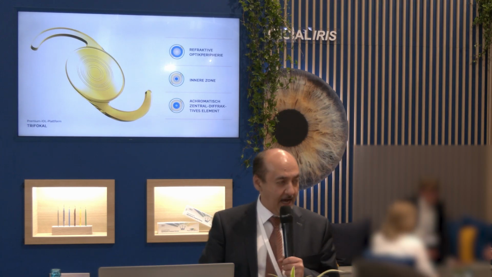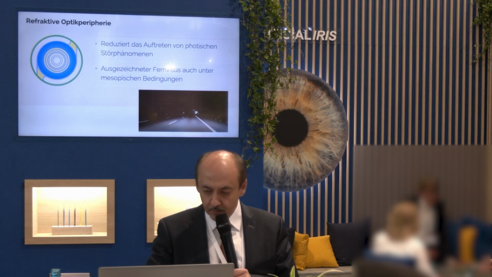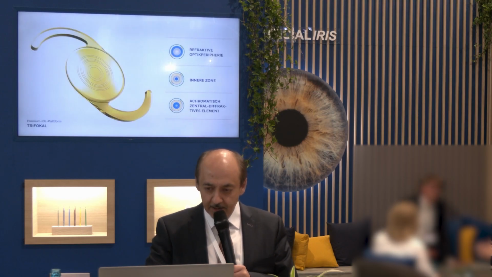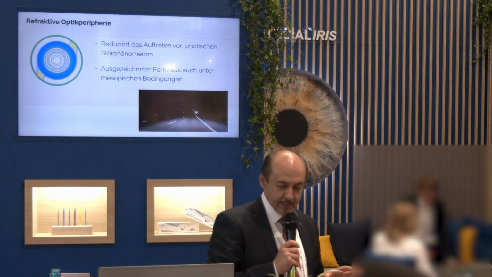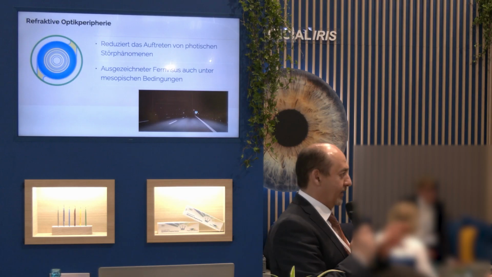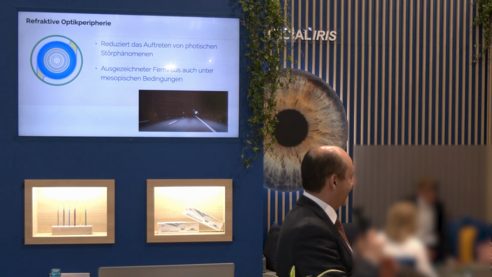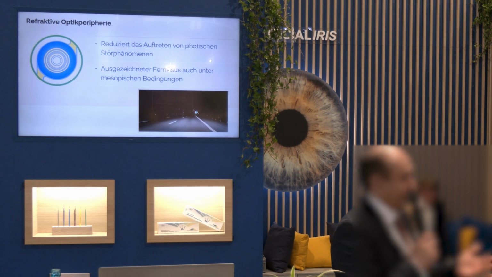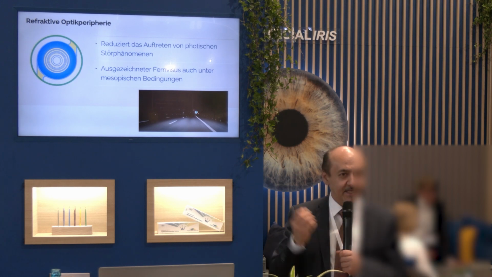Let's start in the middle, as the center is relevant for distance vision. Starting at the outer part, the refractive optic periphery of the TRIVA from HumanOptics. TRIVA is often thought of as a classic trifocal lens. It is not. In my opinion, the name doesn't quite fit because it is not a classic trifocal lens, but rather a continuous vision lens.